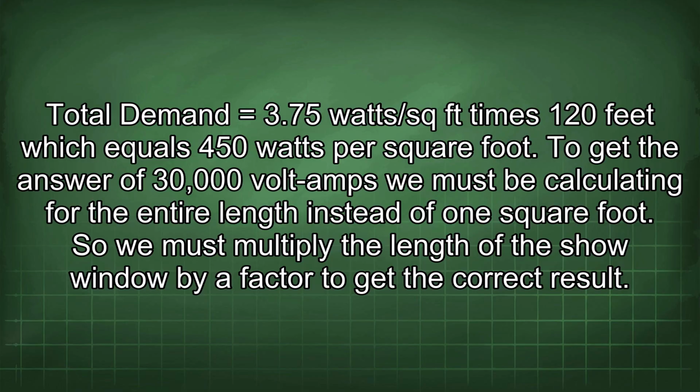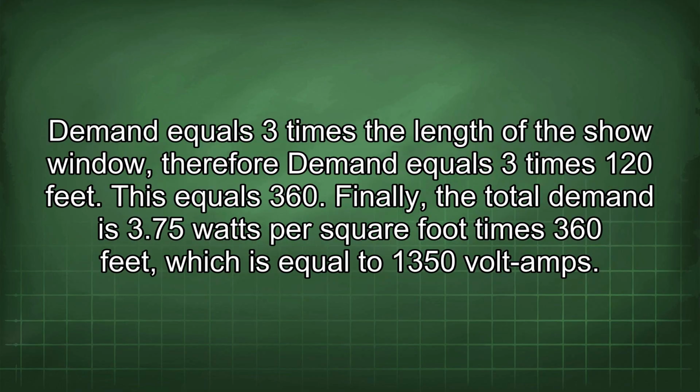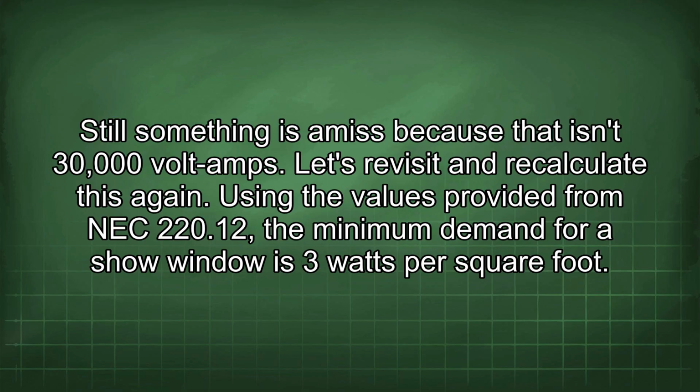To get the answer of 30,000 volt amps, we must be calculating for the entire length instead of 1 square foot. So we must multiply the length of the show window by a factor to get the correct result. Demand equals 3 times the length of the show window, therefore demand equals 3 times 120 feet. This equals 360. Finally, the total demand is 3.75 watts per square foot times 360 feet, which is equal to 1350 volt amps. Still something is amiss because that isn't 30,000 volt amps.